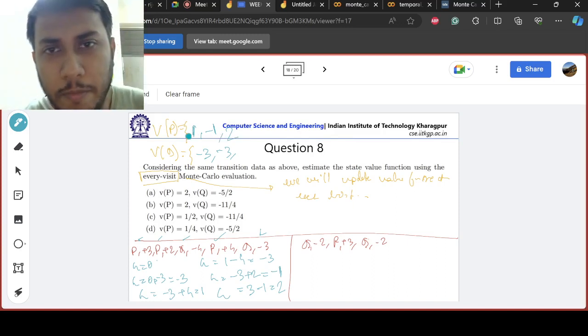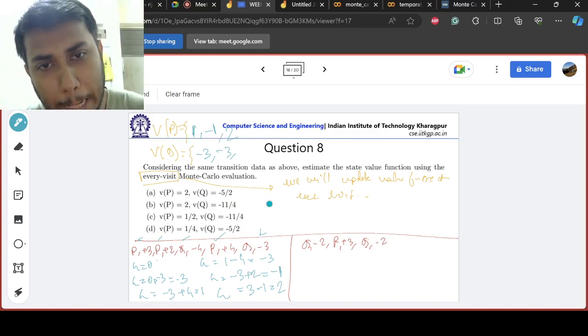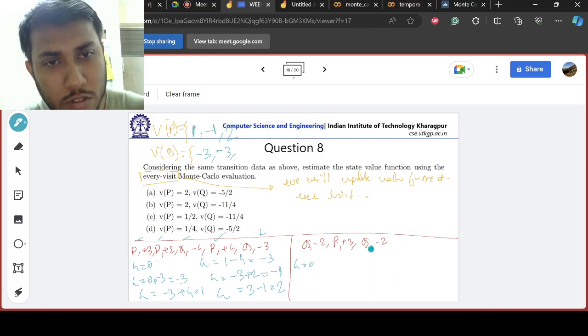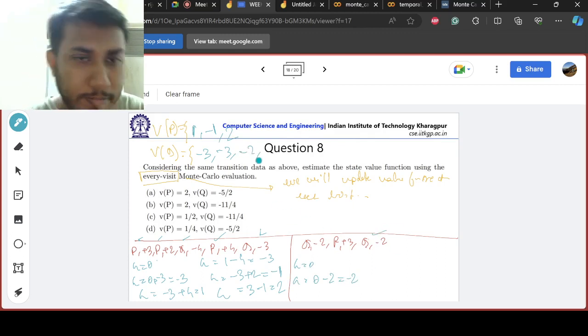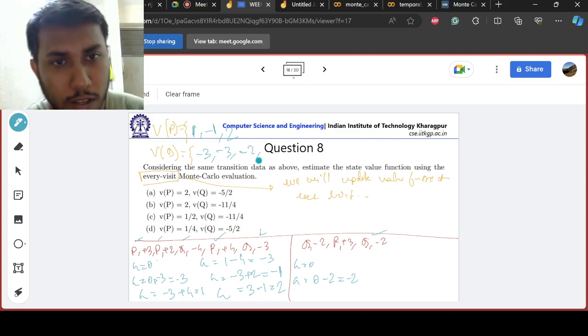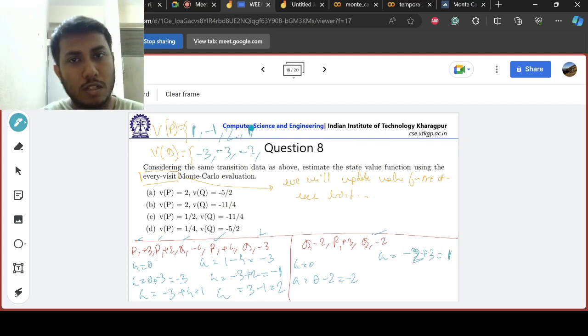Now we have to do the same for this one. So initially g is equal to 0. g becomes 0 minus 2, which is equal to minus 2. This one is done, so minus 2 will be here. Then g is equal to minus 2 plus 3, which is equal to 1. That will be here.